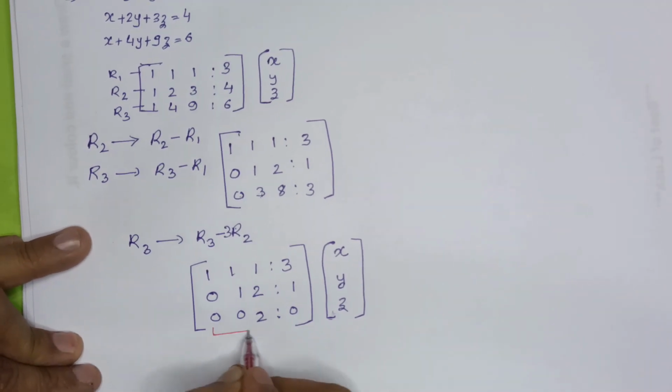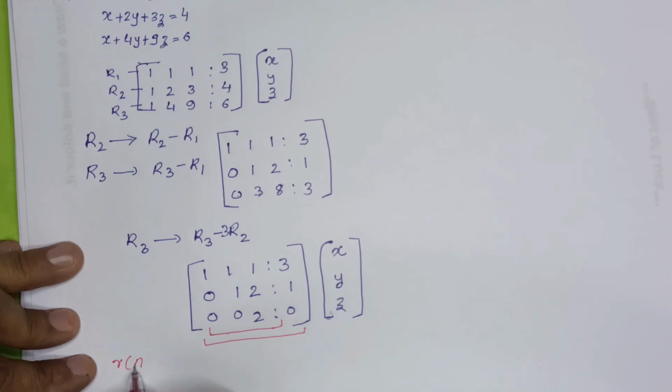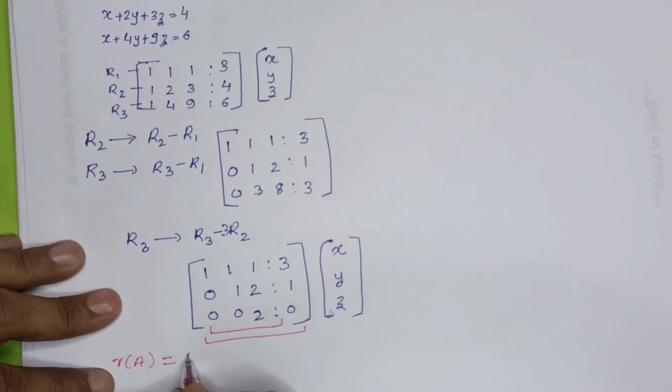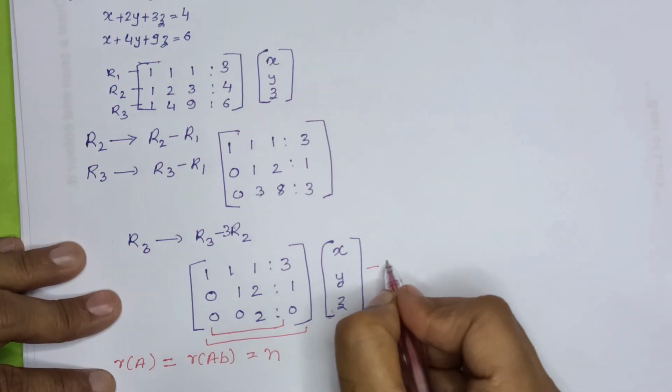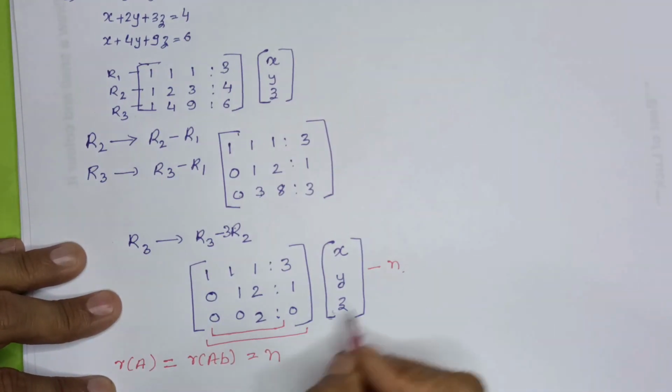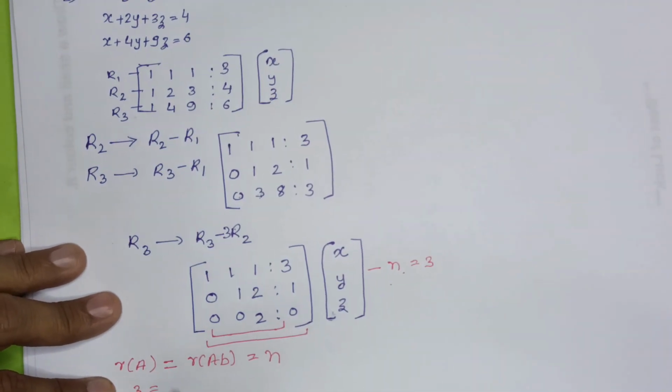So this is called the coefficient matrix, and this is called the augmented matrix. The rank of the coefficient matrix should be equal to the rank of the augmented matrix, which is equal to the number of variables. So this is the number of variables. Again, you can see there are 3 variables. We have this value as 3, and here we also got 3 rows. So this is also 3, this is also 3, and this is also 3.